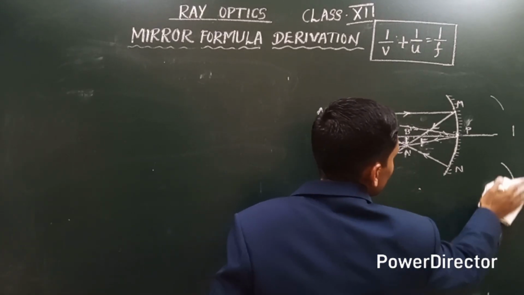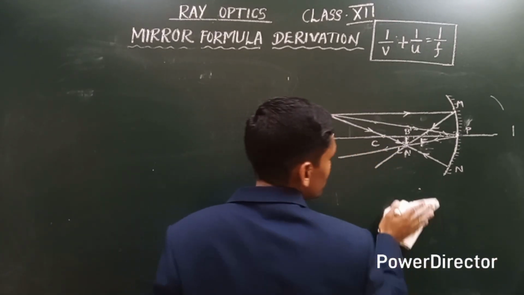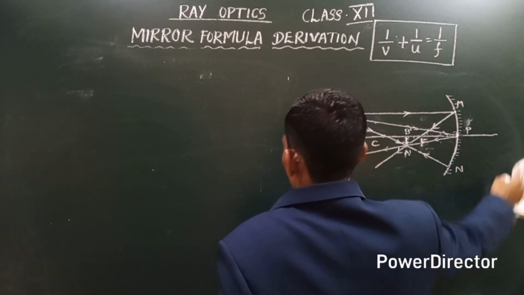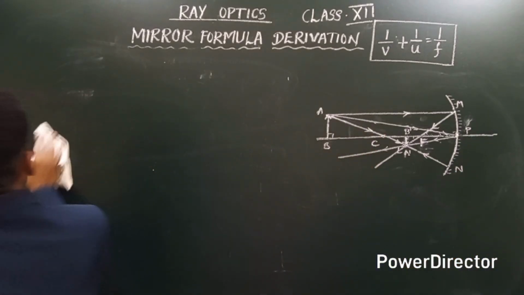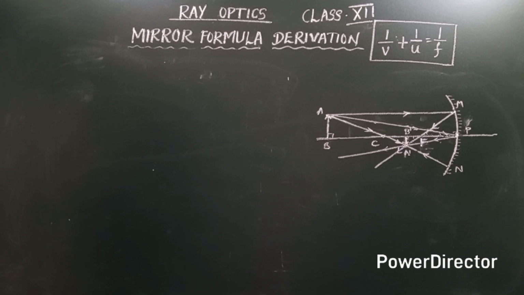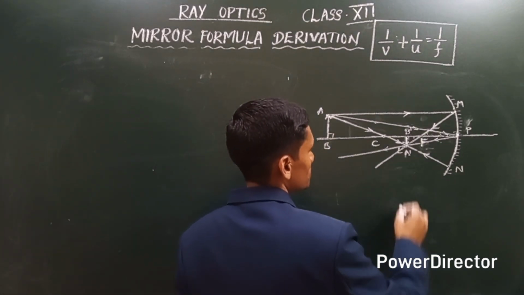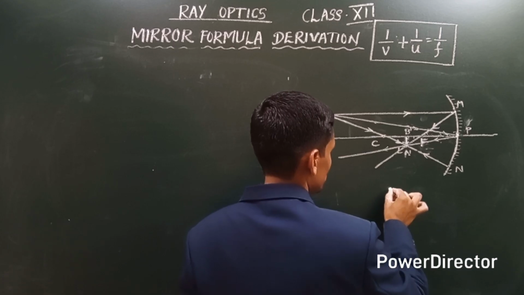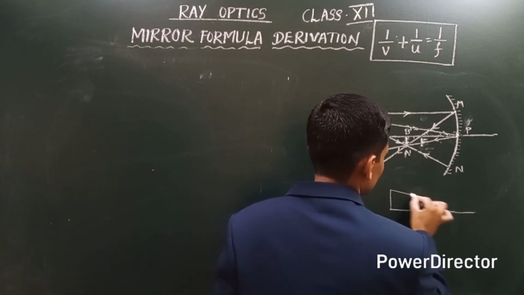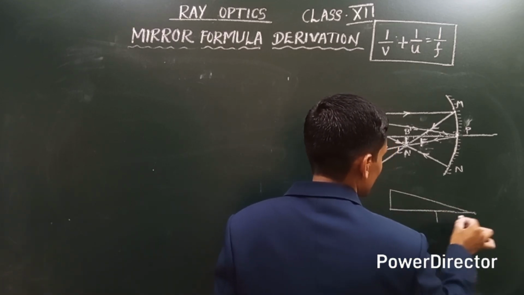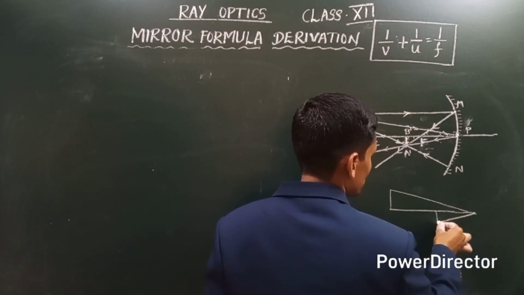See, magnification is nothing but the relative height of the image to the height of the object, right? So what we are considering is, now let us consider two triangles. Again these two triangles only, which we had taken earlier. Here these two triangles we have to take. Why do we have to take these?